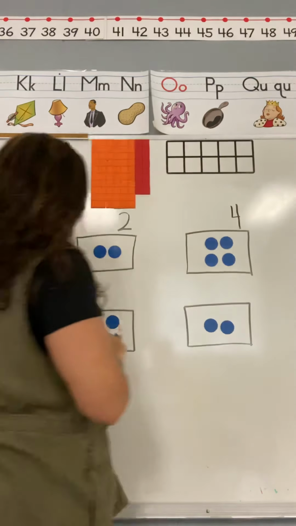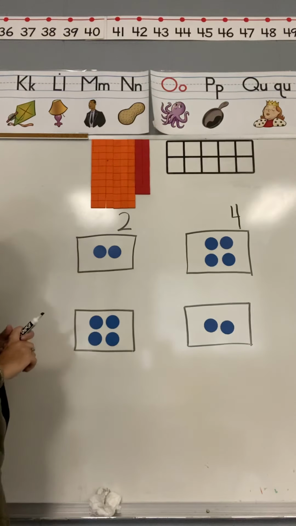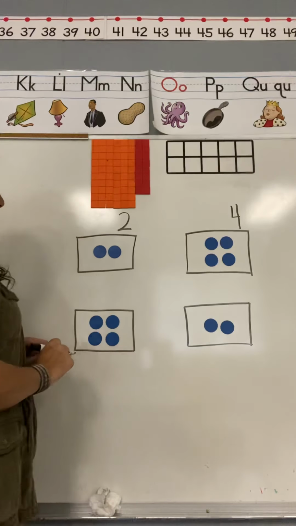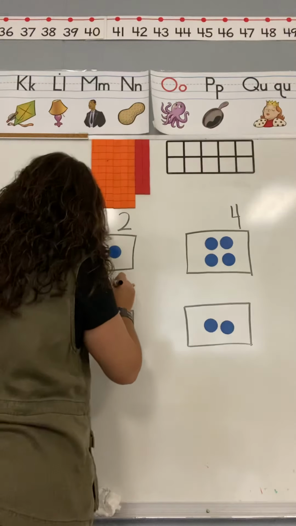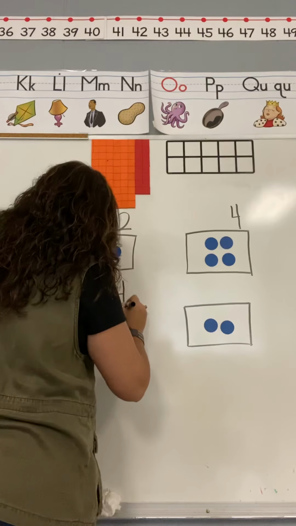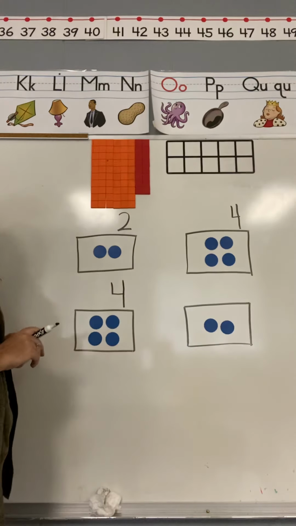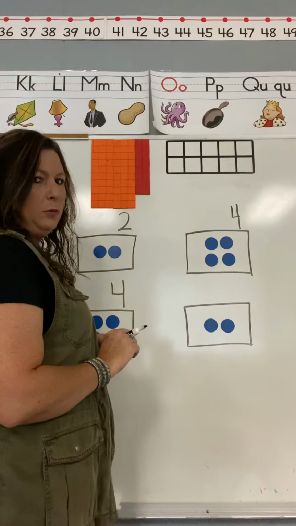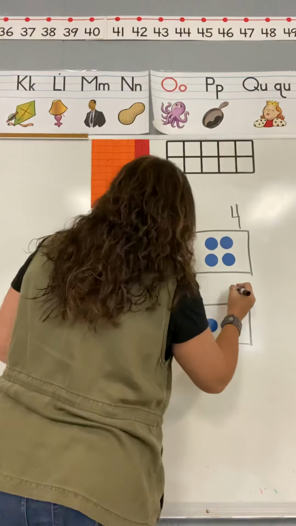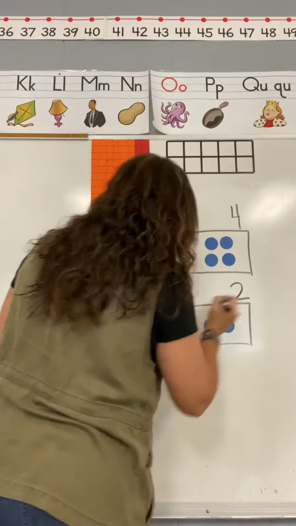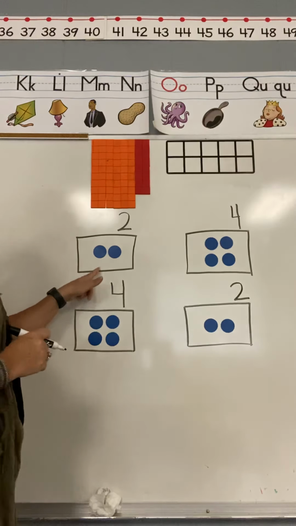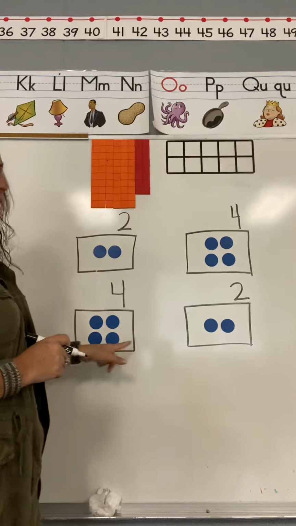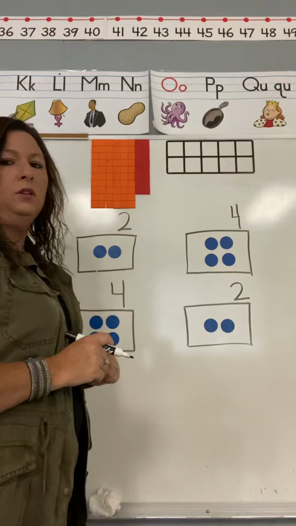Okay, let's go down here to this one. Let's count how many circles are in this square. 1, 2, 3, 4. So I'm going to put a 4 because there are 4 circles inside the square. Okay, now let's go to this last one. 1, 2. So I'm going to put a 2 above the square, right? Okay, so we know that this square has 2, this square has 4, this square has 4, and this square has 2.